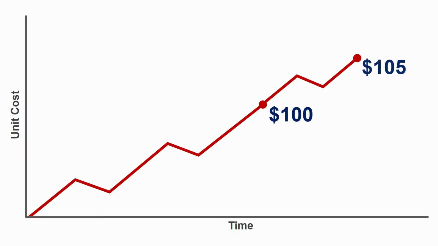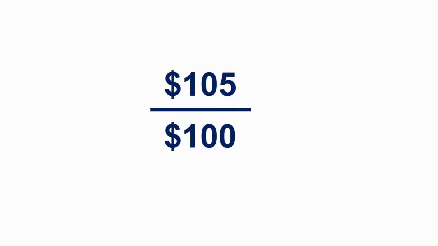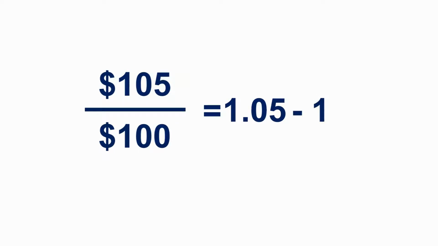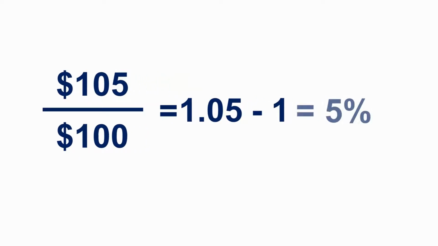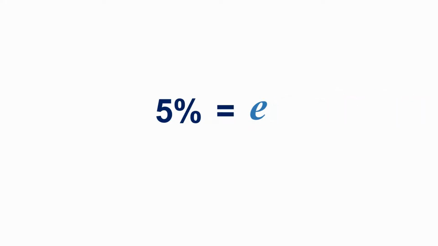As you recall, we calculate escalation by putting the final observed price over the initial observed price. In this case, it would be $105 in the numerator and $100 as the denominator. This will result in 1.05. After subtracting 1 from the equation, we can show the result as a percentage. In this case, the escalation for the program was 5%. In our calculations, the lowercase e is used to represent escalation rate.